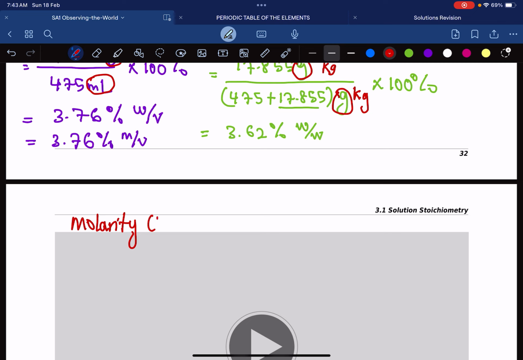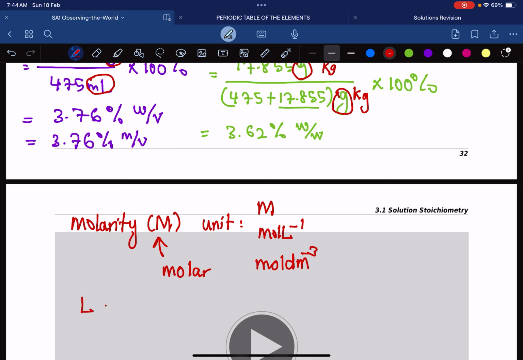Molarity has a unit, capital M. Capital M is called molar. The unit for molar is either capital M, or mole per liter, or mole per dm cube. Now here I would like to tell you 1 liter is the same as decimeter cube. Liter and decimeter cube are the same, just like milliliter is the same as centimeter cube.